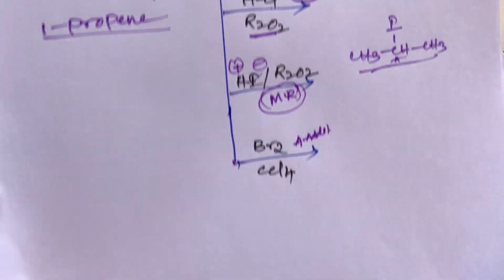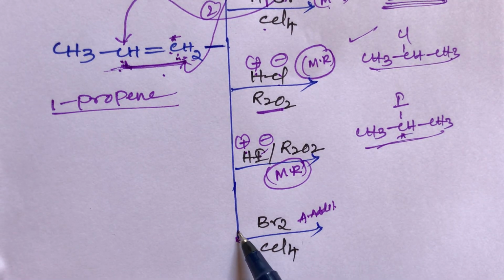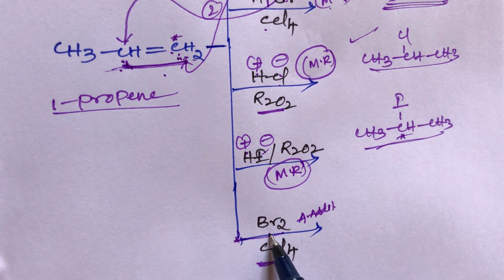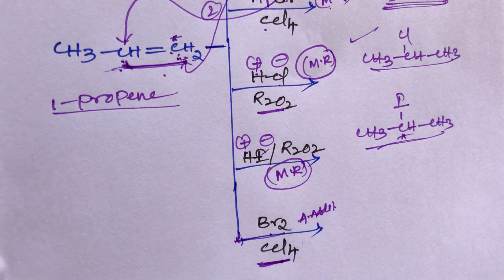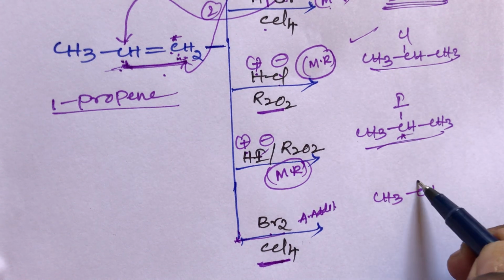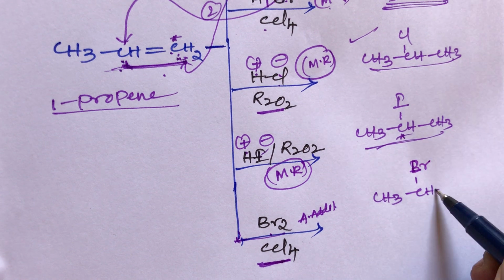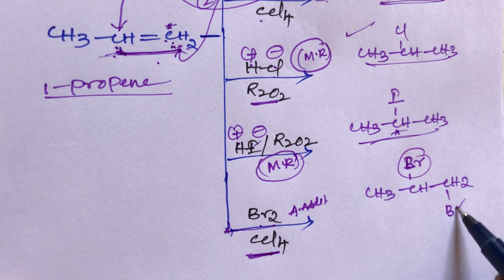And now the next one, students: 1-propene reacting with Br2, bromination. 1-propene reacts with Br2 in the presence of the non-polar solvent CCl4, which is very important, students. CCl4 is a non-polar solvent, so here it is always an anti-addition reaction. What is the product, students? CH3CHBr-CH2Br: one bromine attacks this position and one bromine attacks the other position. These two bromines are opposite to each other.